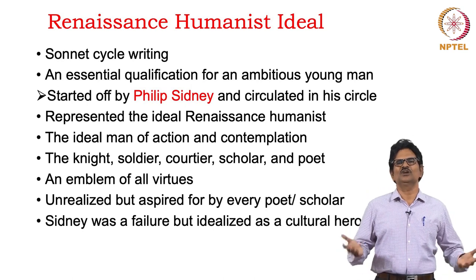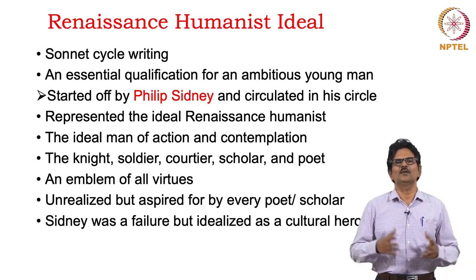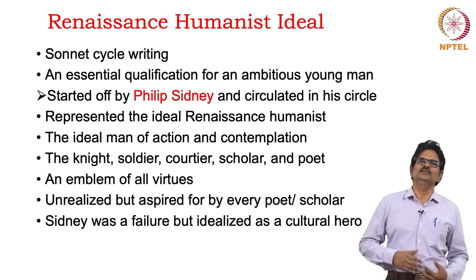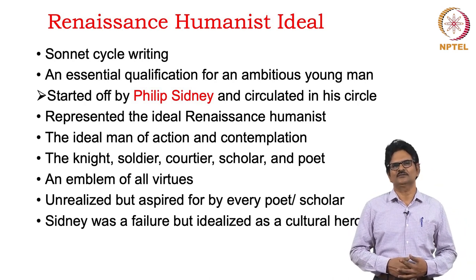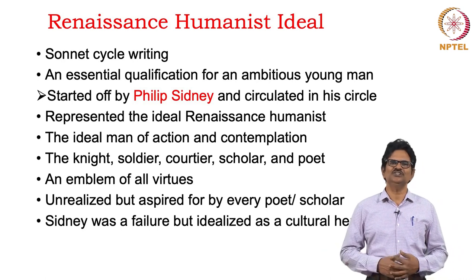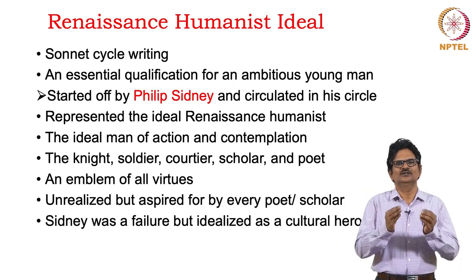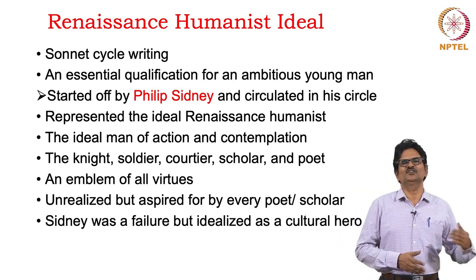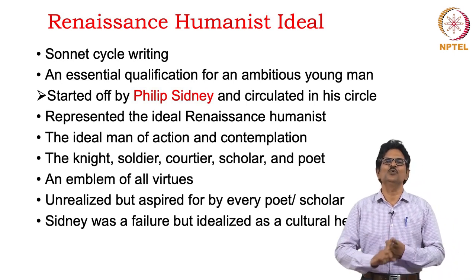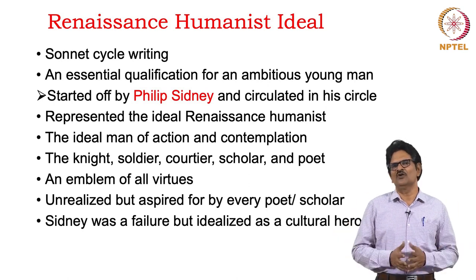He wrote a number of sonnets in some sequence, and he circulated these sonnets among his friends in his own circle. He represented the ideal Renaissance humanist. He was the ideal man of action and also contemplation. Many aspects of these ideals are here. The Renaissance humanist is a knight, a soldier, a courtier, a scholar, and also a poet. In sum, he is an emblem of all virtues.